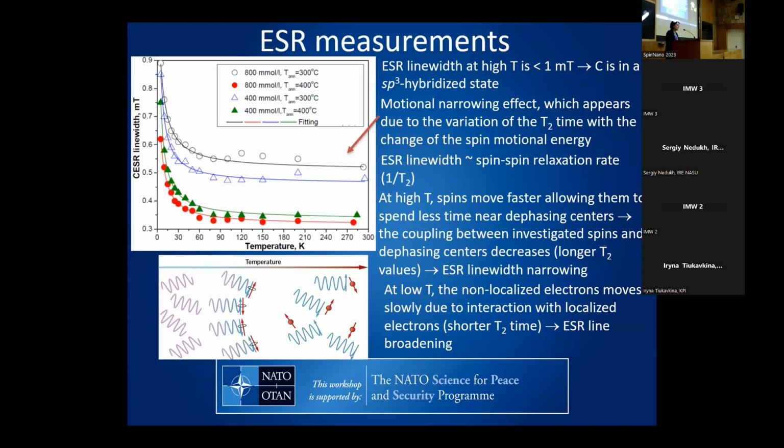So what's happening in our spin system? At higher temperature, spins move faster, and it allows them to spend less time near the phasing center. As a result, the coupling between investigating spins and the phasing center increases, it leads to longer T2 values, and as a result, our ECR line narrows. At low temperatures, the non-localized electrons start to move slowly due to interaction with localized electrons. It leads to shorter T2 time, and our line broadens.